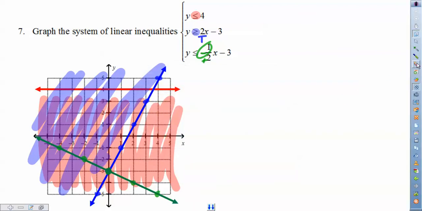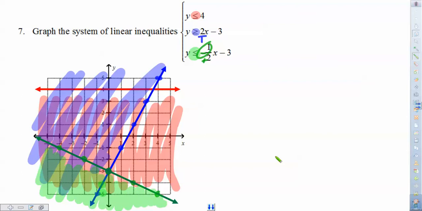Solid line again. Which area do we need to shade to make this guy happy? Less than or equal to. See how these ones here are less? These ones up here are more than that y-intercept number. So this is the side that we shade.